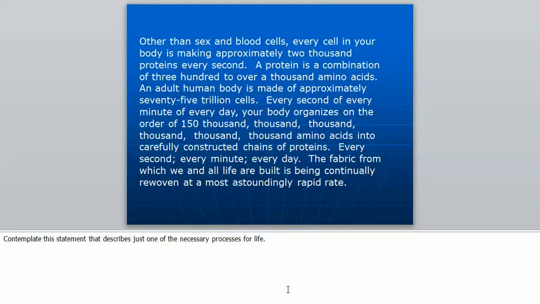And not only that, just as we're continuing to learn more about life and the human body and the nature of cells and all the way down to the DNA and how DNA works, this is a pretty amazing slide that shows just one process. How much activity is going on behind the scenes, and we don't even know it. Every second of every minute of every day, your body organizes on the order of 150,000 amino acids into carefully constructed chains of proteins. Every second, every minute, every day. That's what your body is doing.